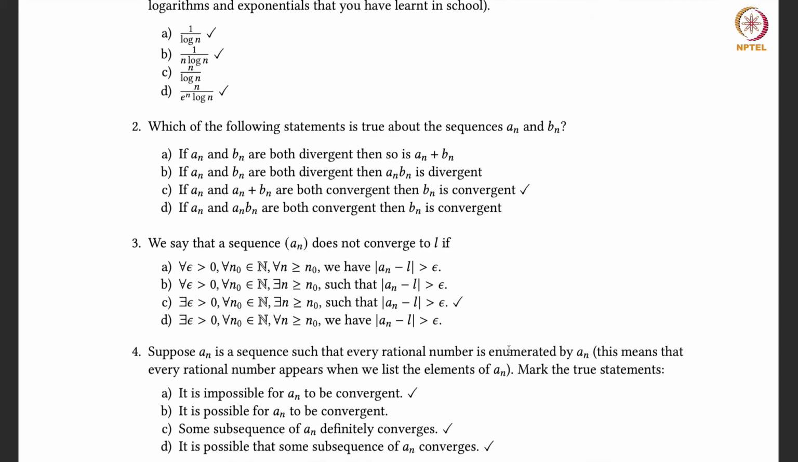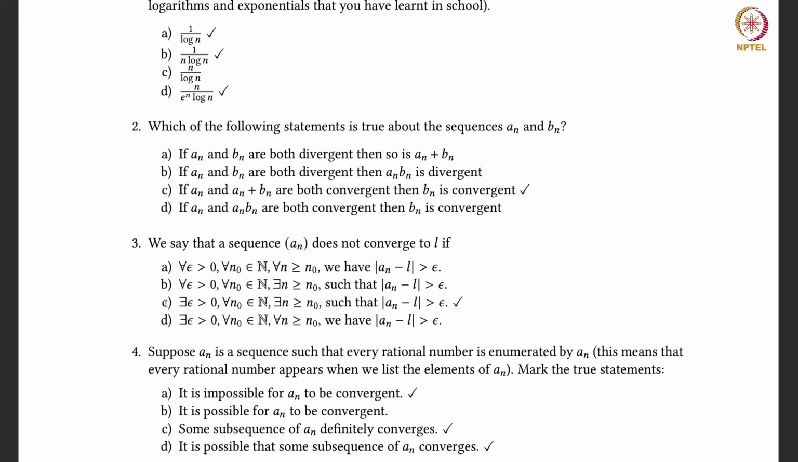Problem number 3. We say that a sequence an does not converge to L if. Now, here is the tricky bit. Many people have missed what this question is trying to say. The question is phrased exactly like how you will phrase a definition. So, what the question is asking is, which one of these, if you tick, will this become the definition of does not converge to L? Okay, now it turns out that several conditions actually imply that an does not converge to L, but only one of them, namely C, is the actual definition of an not converging to L.